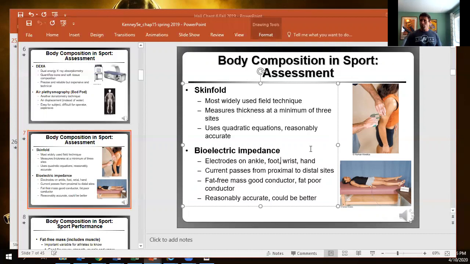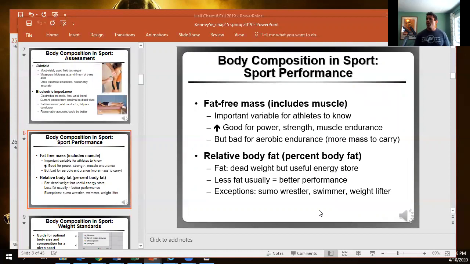Now, with that fat-free mass, it's going to be really good for us to know, because like anything else, now we've got an idea of how effective our training program is. How effective is our weight changing with our athlete? How effective is our goal that we're trying to do?